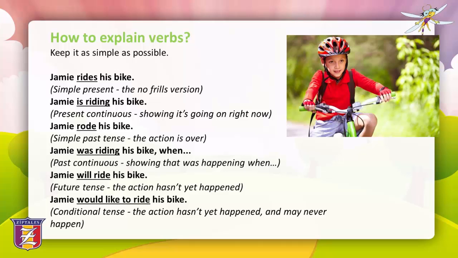Jamie rode his bike. Simple past tense, the action is over. Jamie was riding his bike when... past continuous, showing that it was happening when, presumably, something else intervened. Jamie will ride his bike, future tense, the action hasn't happened yet. And Jamie would like to ride his bike, conditional tense, the action hasn't yet happened and may never happen.